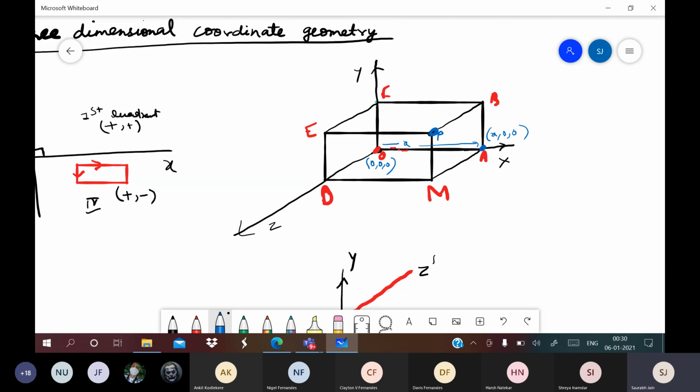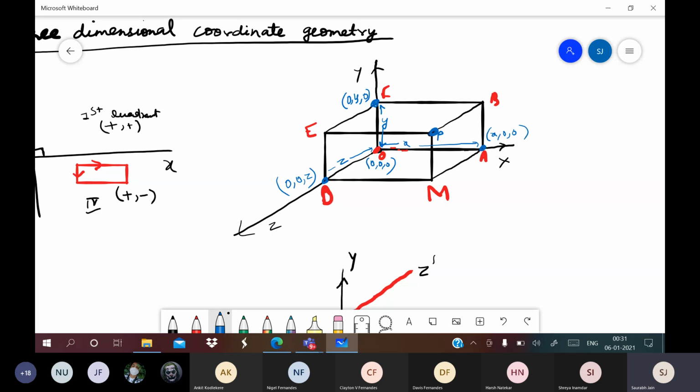Now similarly, if I take this point, this is purely on the y axis, right? So I can take this as 0, y, 0. X and z coordinates will be 0. And similarly, this point D, since it is on the z axis, I can take these coordinates as 0, 0, z. But I actually want this point P, which is in space. I want to write its coordinates.